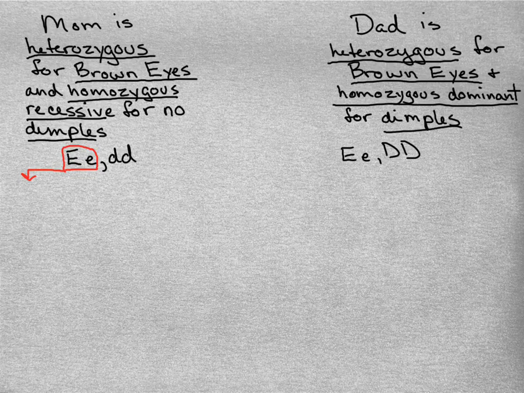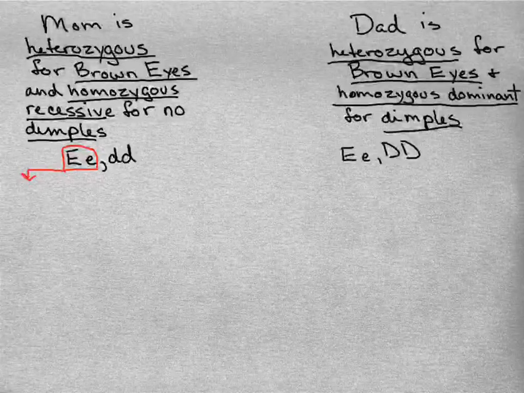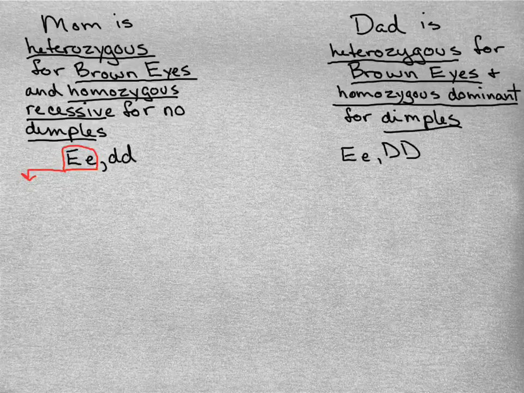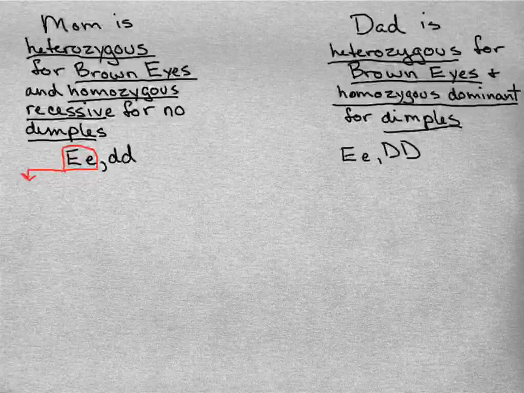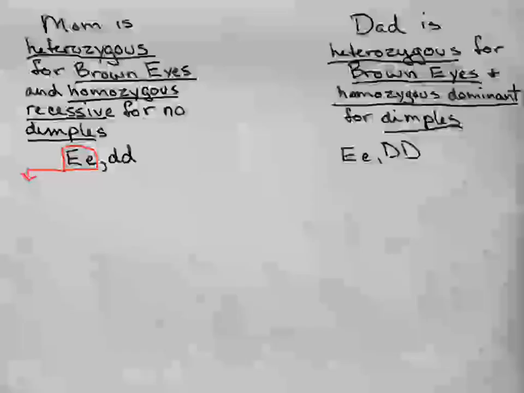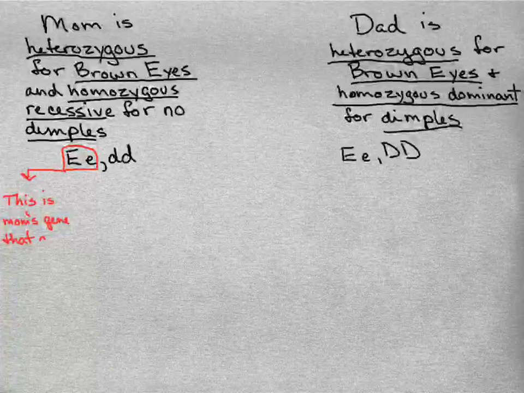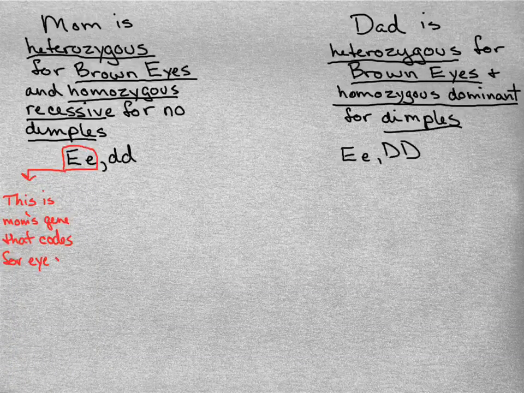So these two letters represent a genotype, a gene. You don't see them? Well, you see the brown eyes. That's the phenotype. You don't see your gene, which is the letters, the alleles that make up this gene right here. So this is mom's gene that codes for her eye color.